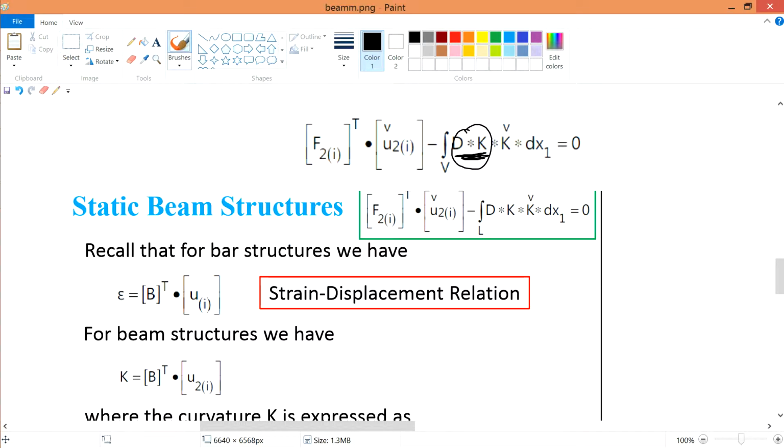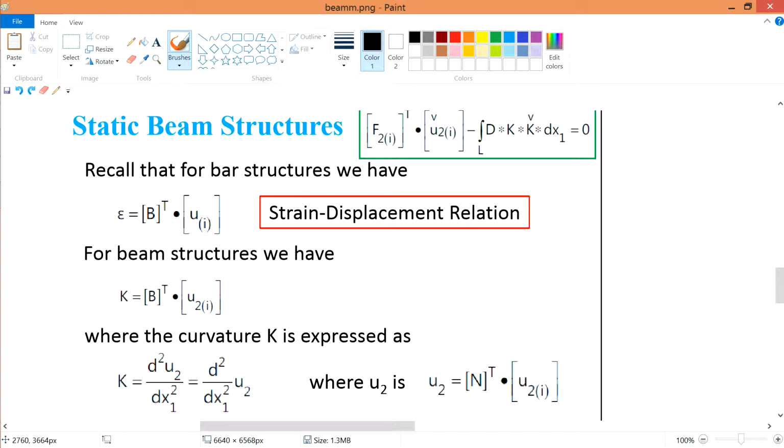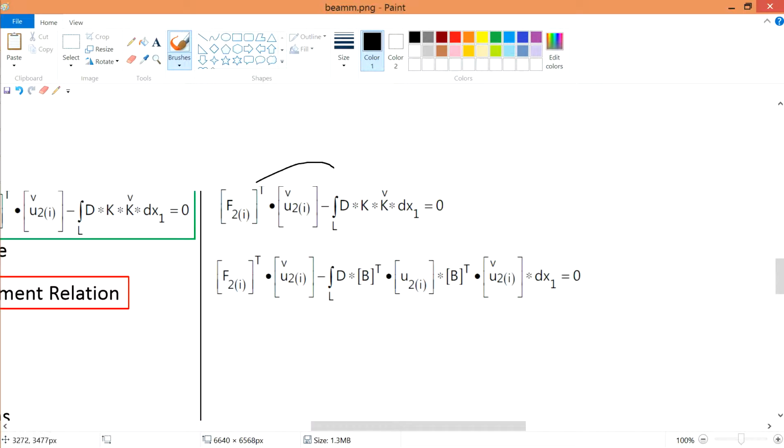Well, you know that your D over K is your EI over R, which is your flexure equation. Anyway, let's continue. Now we know, this is our PVD, right? Now we are going to expand your K as B^T U2i and your K virtual as B^T similarly.